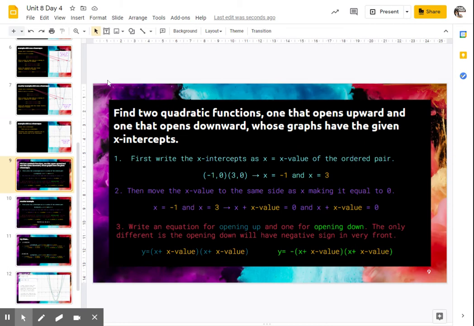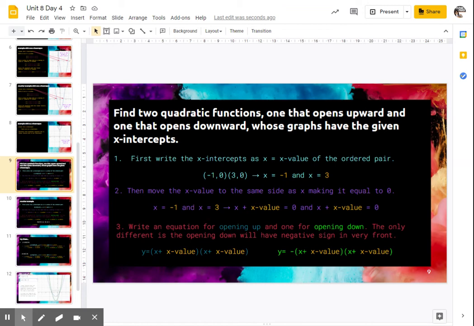So we're going to find the two quadratic functions because, like I told you, we don't know the a. We don't know if this is going to be opening up or downward, but we do have the linear factor, so we can have that part out. So we can find the upward and the downward equation for the quadratic. The first step is that they give you the x-intercept, so you're going to write it as x equals the x value. So here I said x equals negative 1, x equals 3.